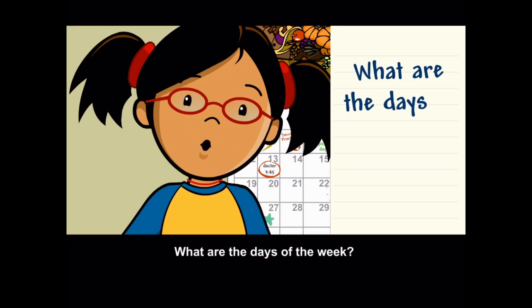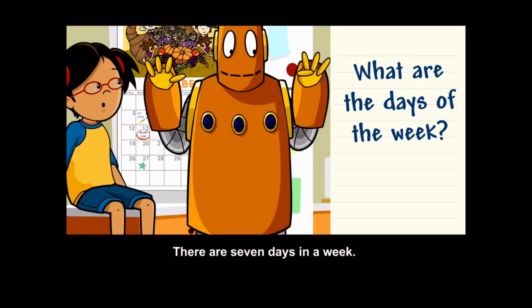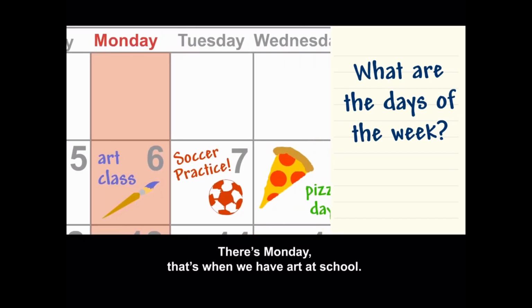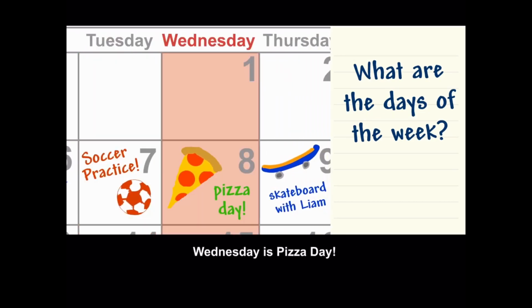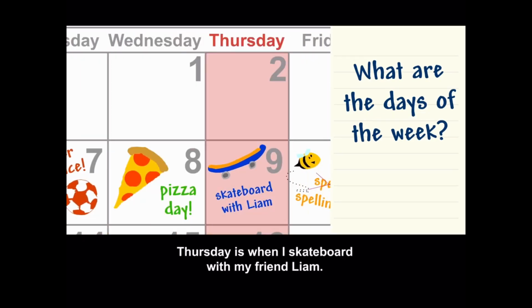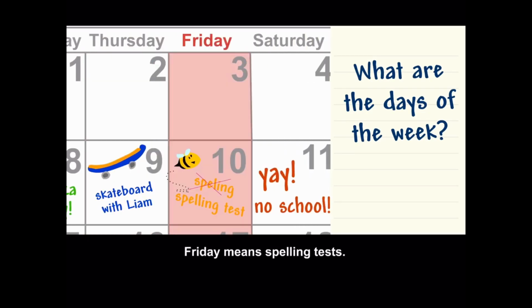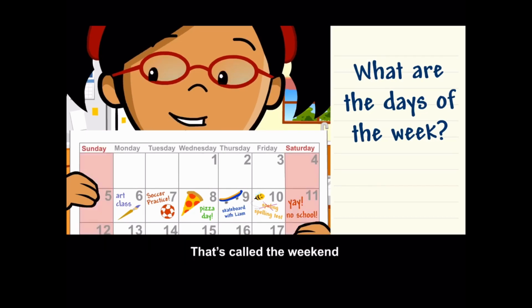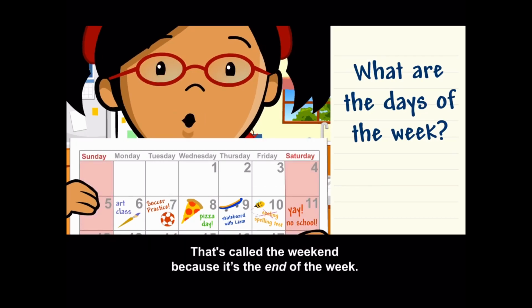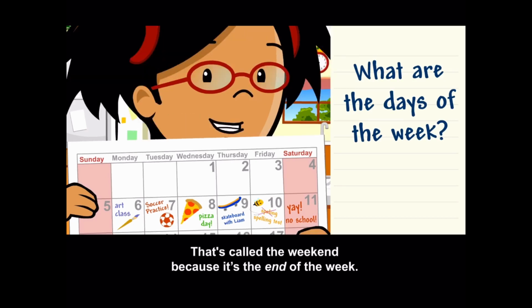What are the days of the week? There are 7 days in a week. There's Monday, that's when we have art at school. Tuesday's when I have soccer practice. Wednesday's pizza day. Thursday is when I skateboard with my friend Liam. Friday means spelling tests. And then there's Saturday and Sunday. That's called the weekend because it's the end of the week. Get it?